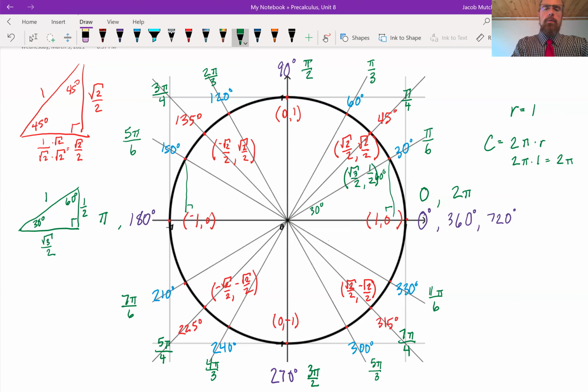So I'm over here at 150. That's going to be negative square root of 3 over 2, positive 1/2. Down at 210, that's going to be negative square root of 3 over 2. The x direction is negative, but also the y, negative 1/2. And then over here at 330, that's going to be positive square root of 3 over 2, negative 1/2.